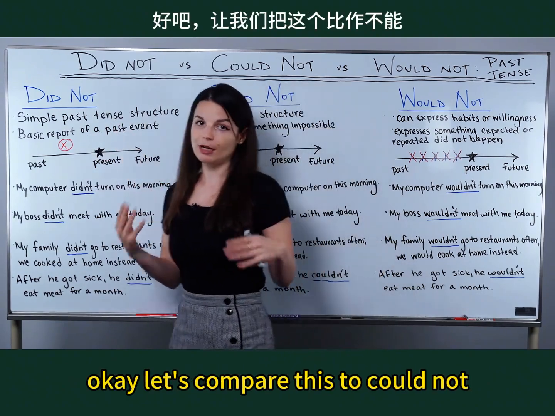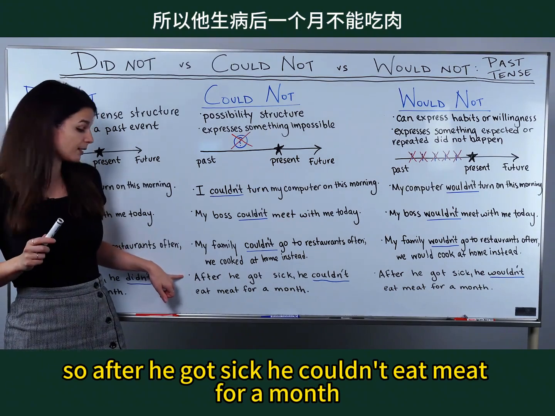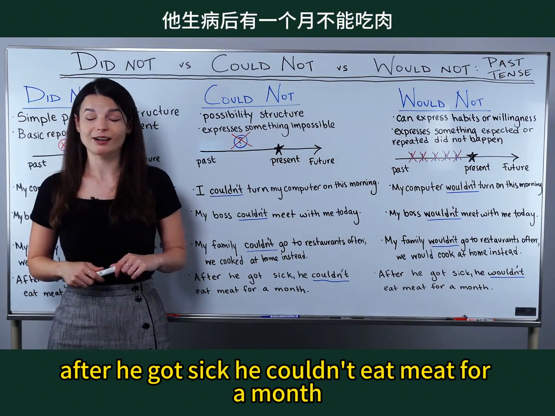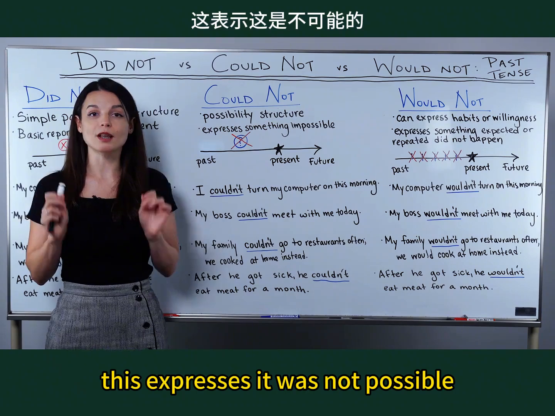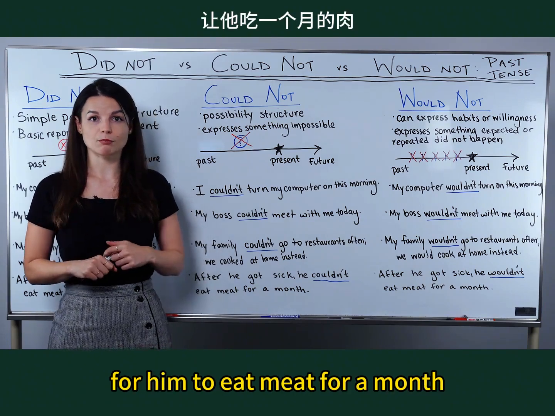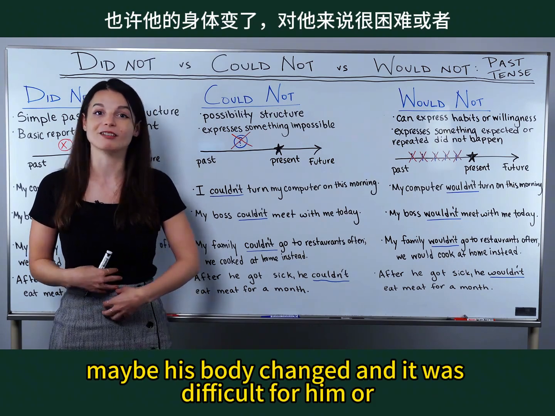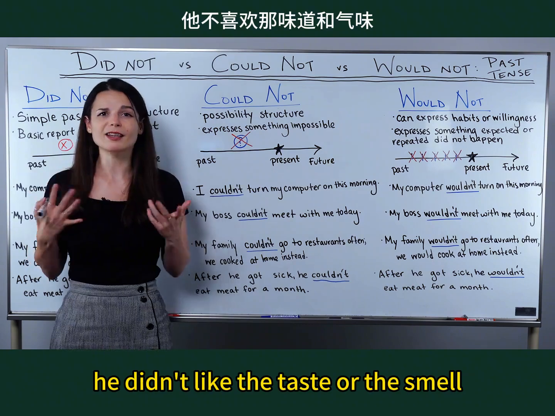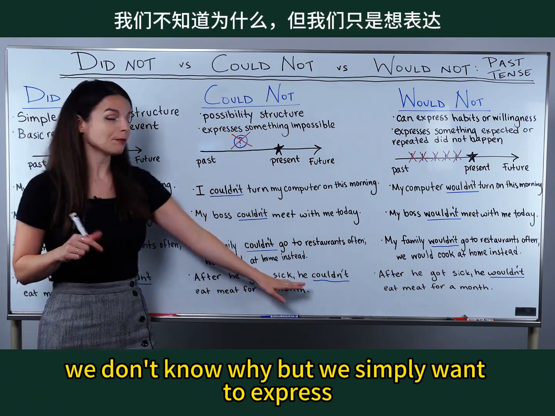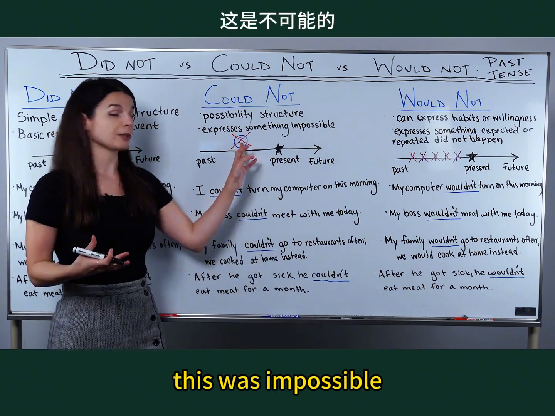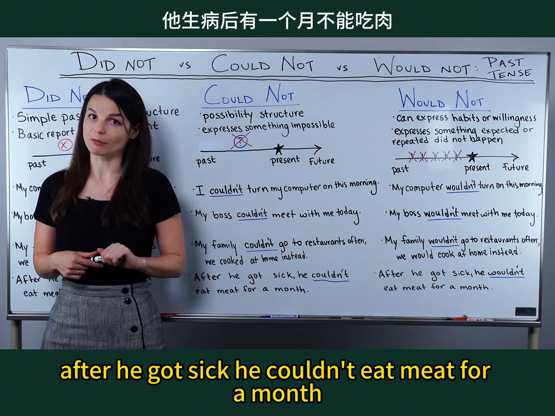Okay, let's compare this to could not. So after he got sick, he couldn't eat meat for a month. This expresses it was not possible for him to eat meat for a month. We don't know why. Maybe his body changed and it was difficult for him, or he didn't like the taste or the smell or something like that. We don't know why, but we simply want to express this was impossible.